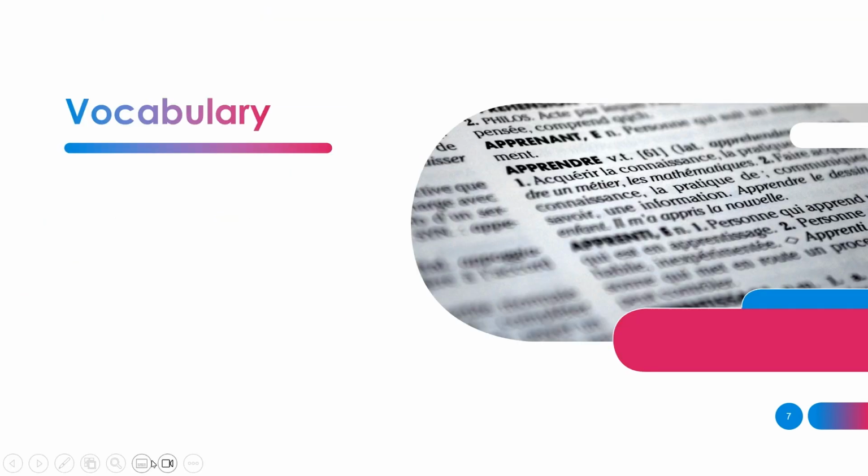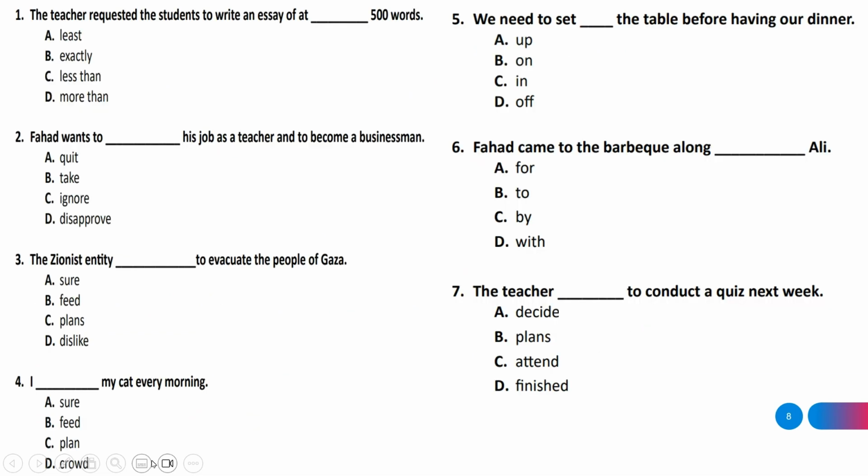Now we will go to the vocabulary part. Let's start with the first question. The teacher requested the student to write an essay of at 500 words, and here we can say that this is the least number of words to use. So here we can say it is at least 500 words, because this is the least number.